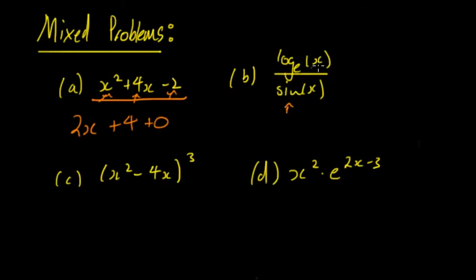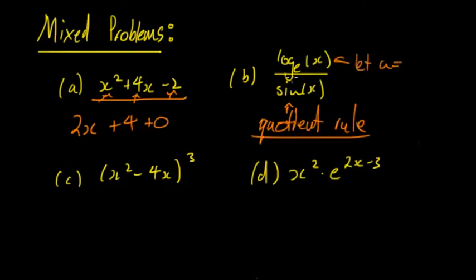So what about log x over sin x? Well, to do that, we have to use the quotient rule. That's because it's one function divided by another, and we can't simplify it. So that's when we let u equal log x, and v equal sin x, and we look at the formula there, and you apply that formula.